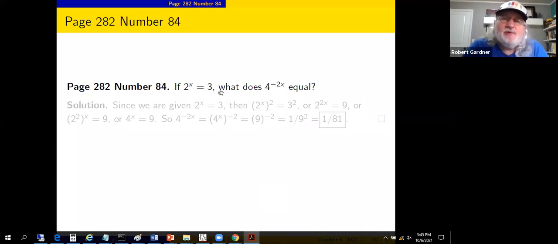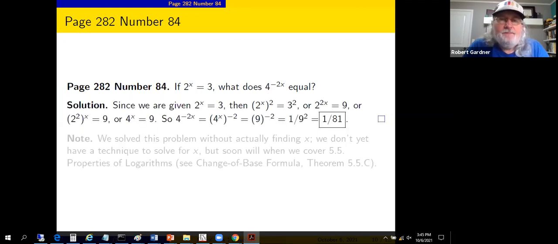If 2 to the x equals 3, then what does 4 to the negative 2x equal? Okay. They didn't ask us what x equals, which is a little weird. Good thing, we don't have the ability to solve for x in this equation. But they want to know what 4 to the negative 2x is. And they've given us the information of what 2 to the x is. Well, 2 and 4 are related in rather an obvious way. So let's try to take advantage of that.